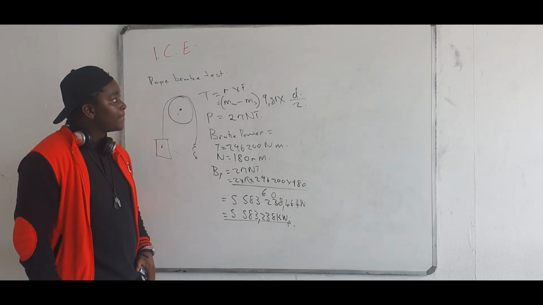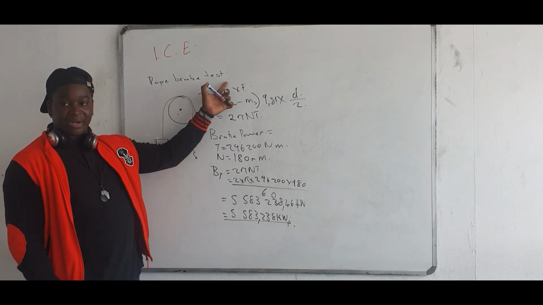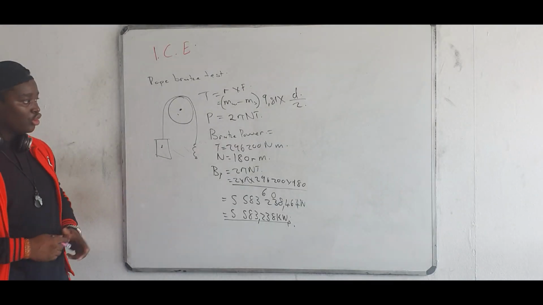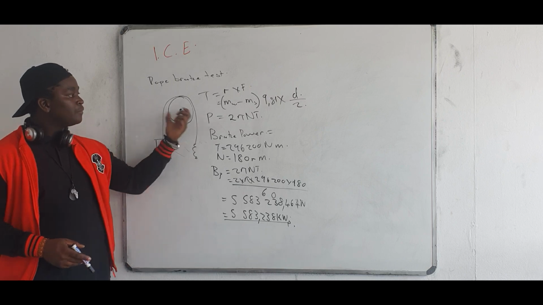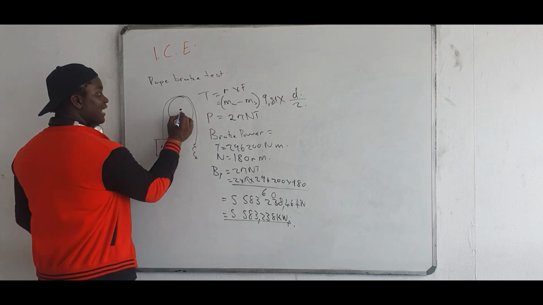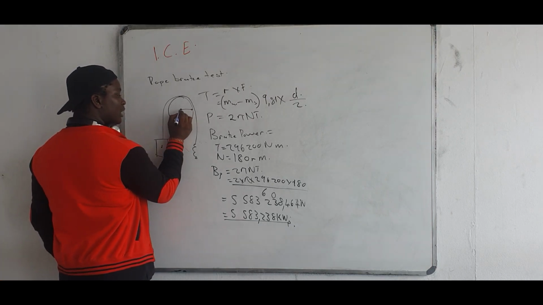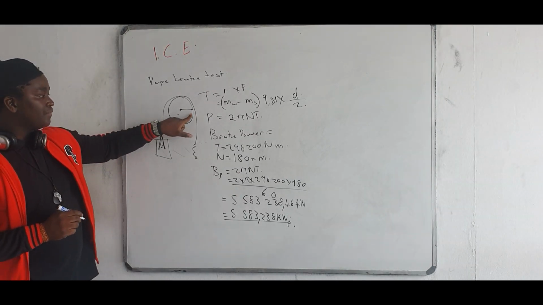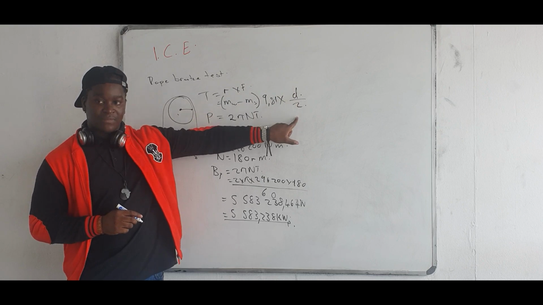Now here's the thing, right? Here we're doing the rope brake test, right? Yes. So here's one thing that I need you to remember. For the rope brake test, we calculate our torque from the radius of the flywheel. Are we together? That's why the diameter is divided by 2.